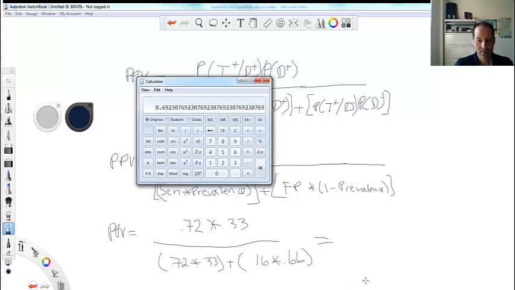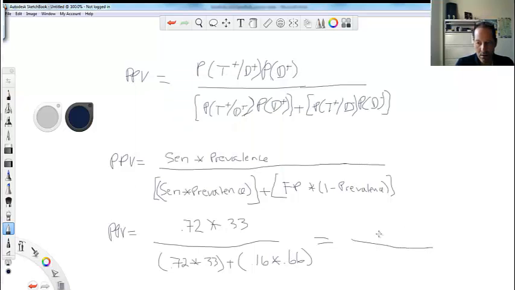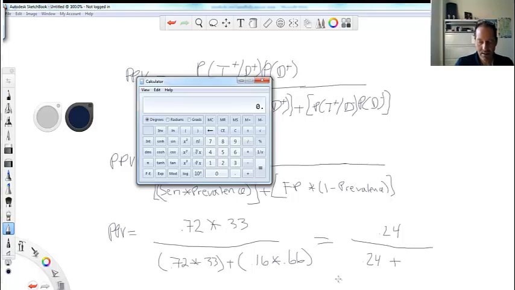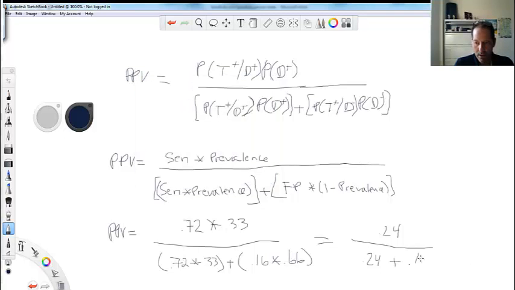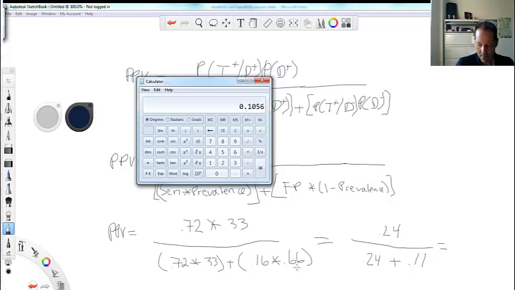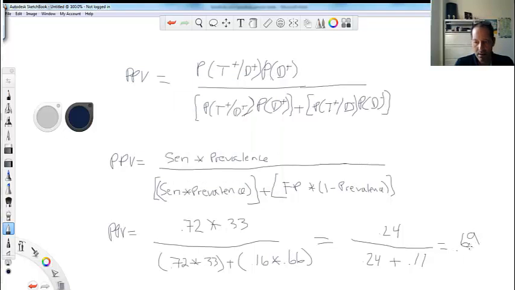So let's do that. Our numerator is 0.72 times 0.33, which equals 0.24. We're going to divide this by 0.24, again this is a repeat, and we're going to add to that 16% times 66%. 0.66 times 0.16 equals 0.1056, so about 0.11. So this then is 0.24 divided by, in parentheses, 0.24 plus 0.11, close those parentheses, which equals basically 69%, 0.69.